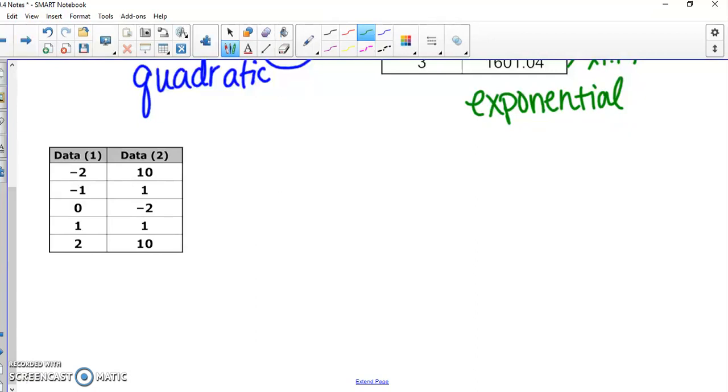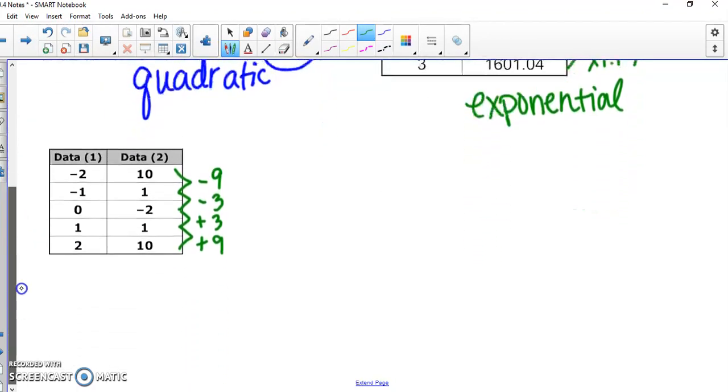Okay, and then the last one here, I can again choose to try to find a pattern multiplying or adding. I'm going to start with adding this time. So it looks like here I subtracted 9. Here I subtracted 3. Here I added 3. And here I added 9. And again, this is kind of like that first one. I see some numbers repeating.